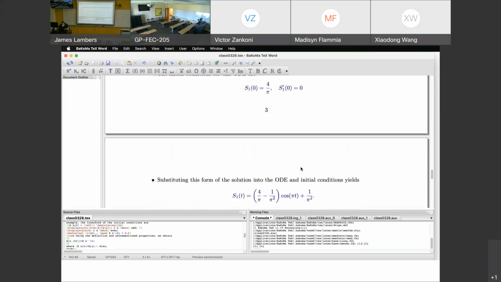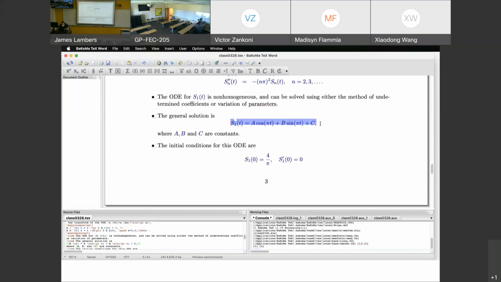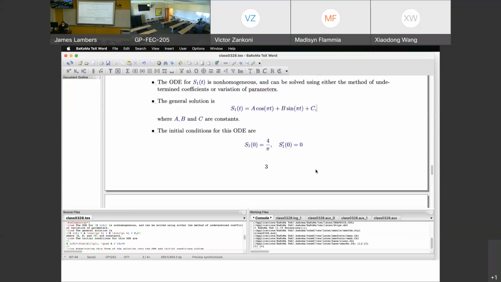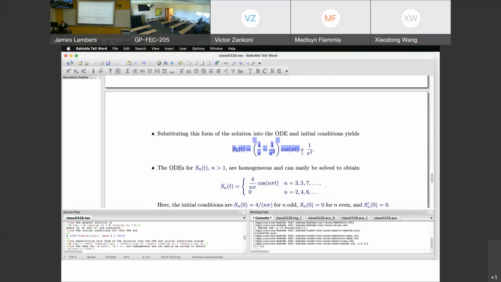Now we go ahead and substitute this form into this ODE and these initial conditions. So between the ODE and the initial conditions, those are 3 constraints on the 3 unknown coefficients, A, B, and C. That allows us to solve for A, B, and C uniquely, and this is what we get. So that's S1 of t.